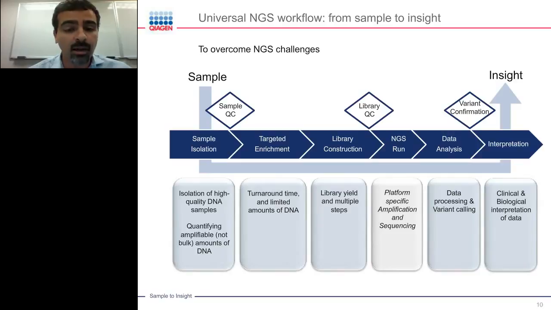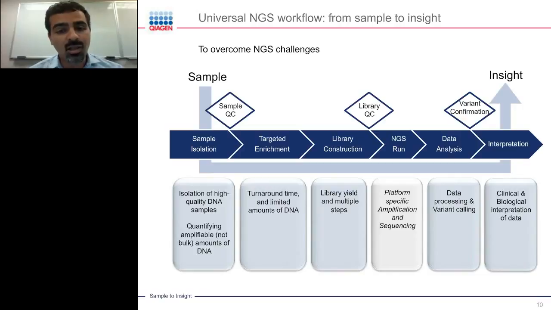This is followed by the library construction step. That's where we construct libraries from those regions that we have enriched in the targeted enrichment step, followed by the NGS run, and then data analysis and interpretation. This is also a major challenge. There's a lot of data that gets generated from NGS runs. These data have to be analyzed and also interpreted. The interpretation step means, if you find a mutation in a specific gene, what does it mean from a biological and clinical perspective?